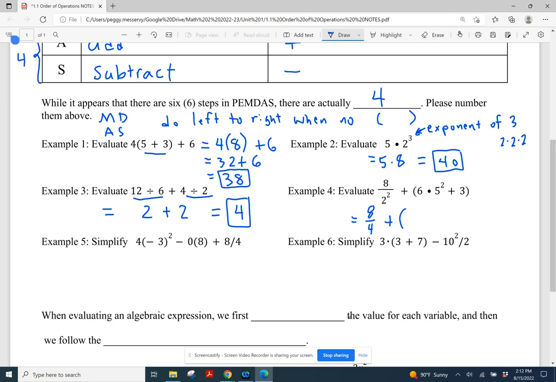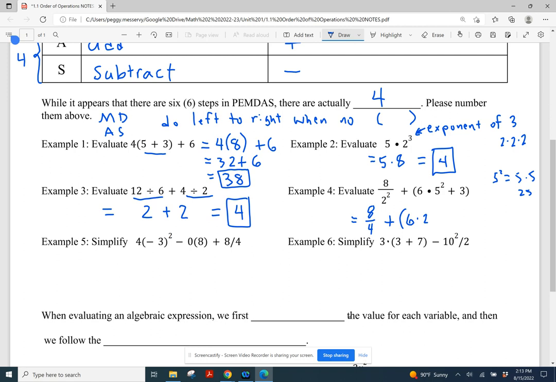Plus, let's work inside the parentheses. We have to do the squaring first. Notice that exponent right there. It's a power of 2. 5 squared is 5 times 5. We'll just write that off to the side here. 5 squared is 5 times 5. And 5 times 5 is 25. So I'm going to have 6 times 25.